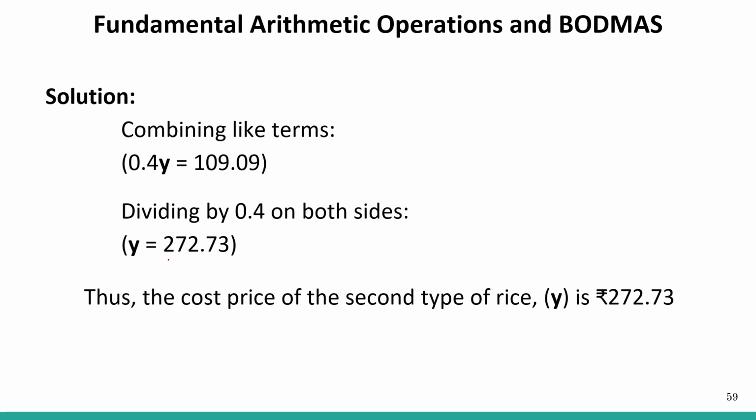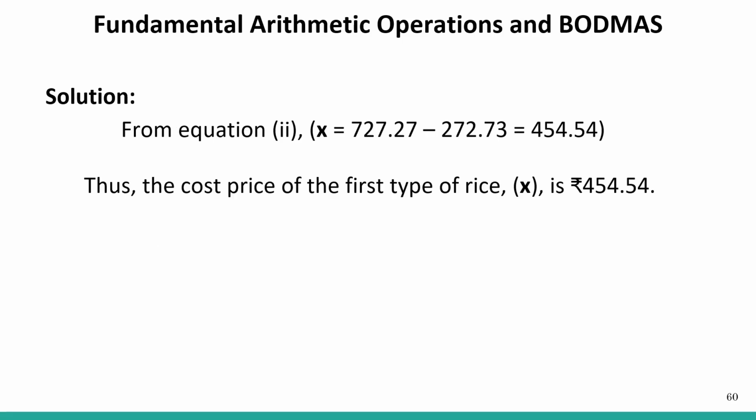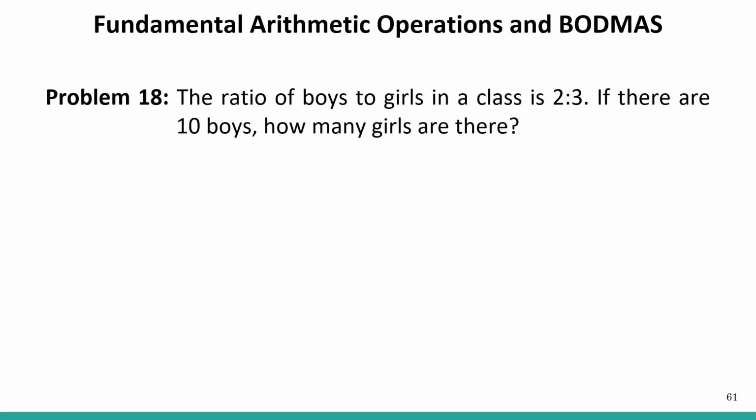This will be equal to 272.73. So the cost price of the second type of rice is 272.73 rupees, and the cost price of the first type of rice is 454.54 rupees. So let's see problem number 18.